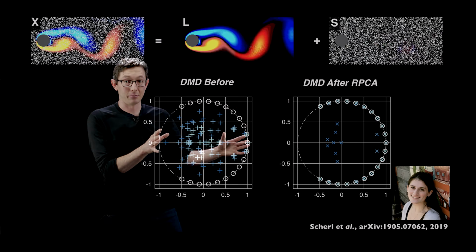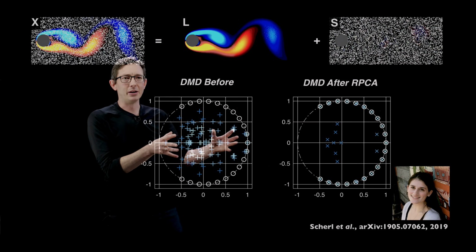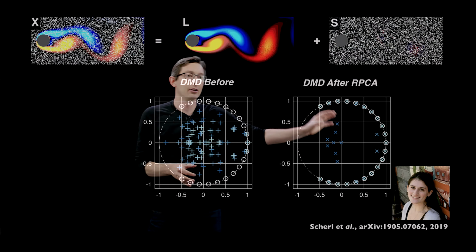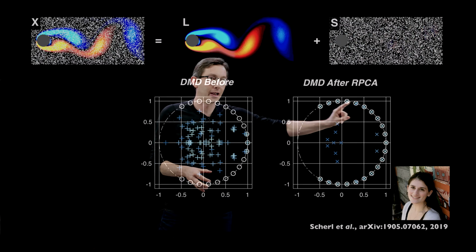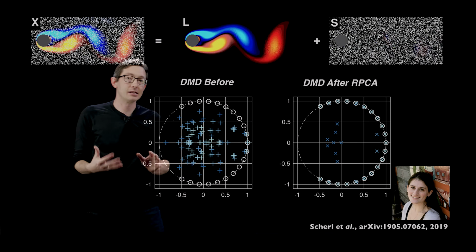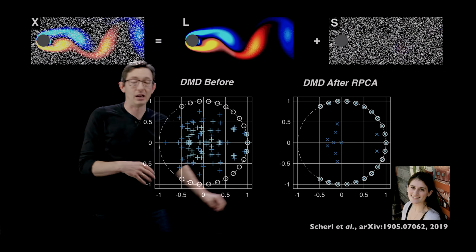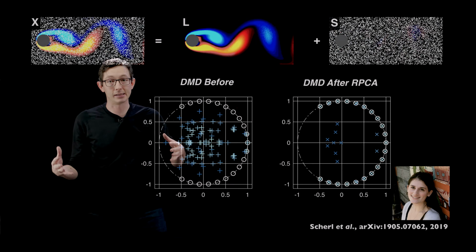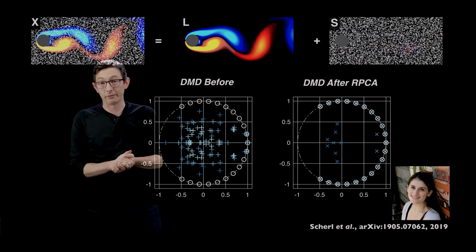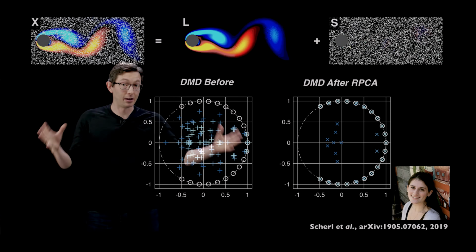But before doing this robust filtering step, you get terrible eigenvalues, really, really bad eigenvalues. After RPCA, almost all of your eigenvalues are where they should be on the unit circle. So really great work by Isabel. You can read about it in this arXiv paper. She'll have a video on this soon, and I'll put a link up when that video is posted, walking through this on many, many more examples.